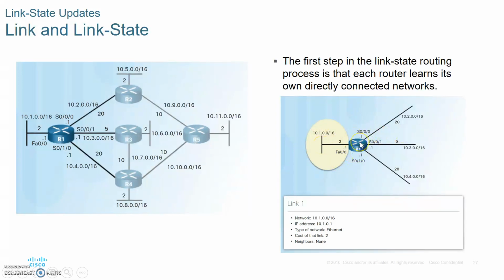Then router R1 will continue to build the link state packet for link number 2, link number 3, and link number 4, filling in the information. And so it will build four link state packets.